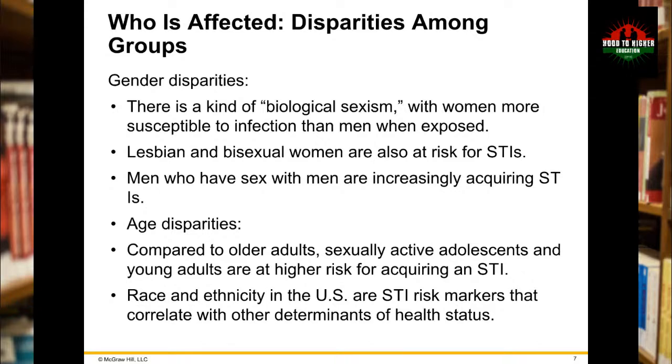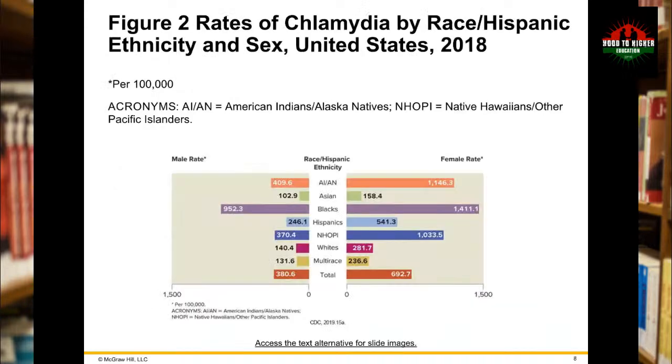So age disparities. Compared to older adults, sexually active adolescents and young adults are at a higher risk for acquiring an STI, simply because the older you get, the statistics show that you are settled down and are typically with one partner, as opposed to younger adults who may have various partners throughout their early adulthood. Race and ethnicity in the U.S. are STI risk markers that correlate with other determinants of health status.